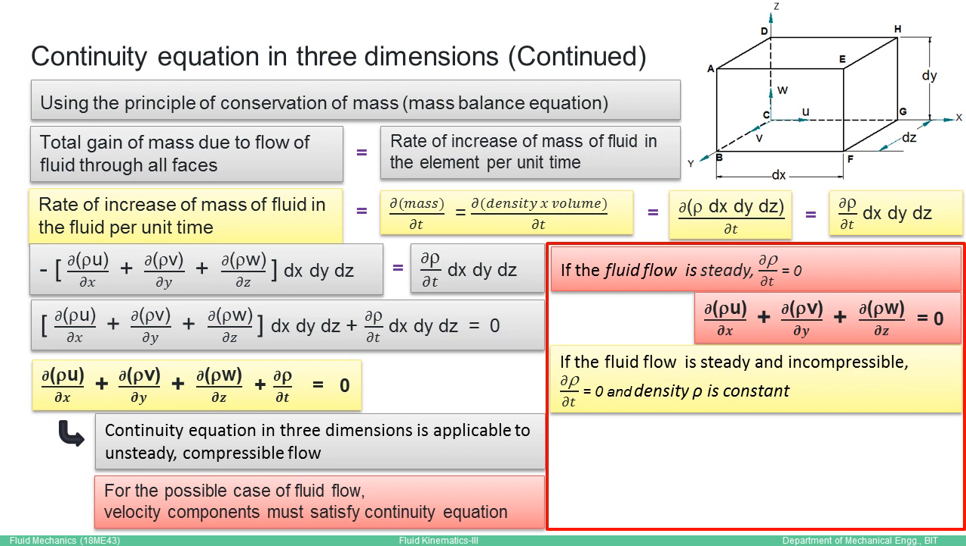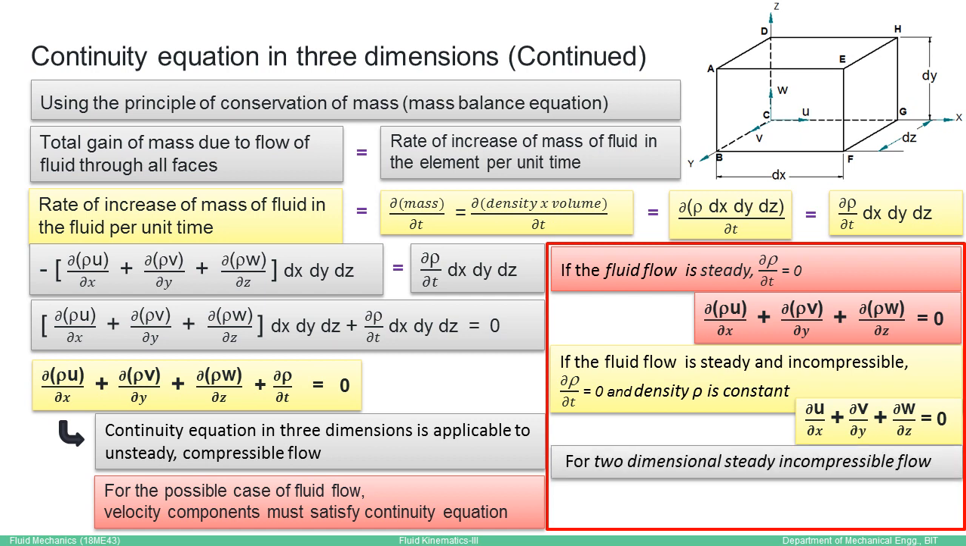If the fluid flow is steady and incompressible, then we have rho, which is constant, taken out from all the partial derivatives, and it can be equated to 0. Since that cannot be equated to 0, we have ∂(ρu)/∂x + ∂v/∂y + ∂w/∂z = 0.